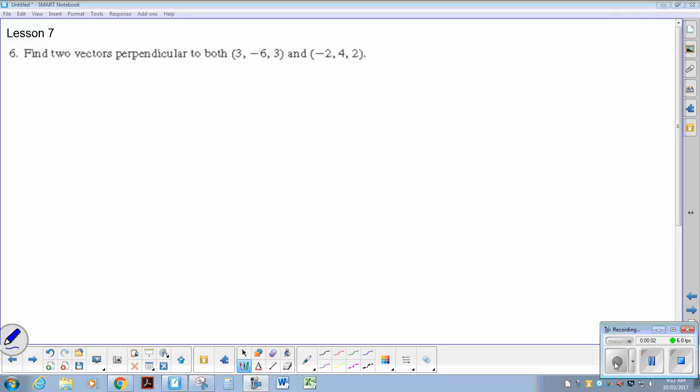Okay, I've had a question about number 6 from lesson 7. It says find two vectors perpendicular to both of those vectors. So the only way we can do this is by finding the cross product.